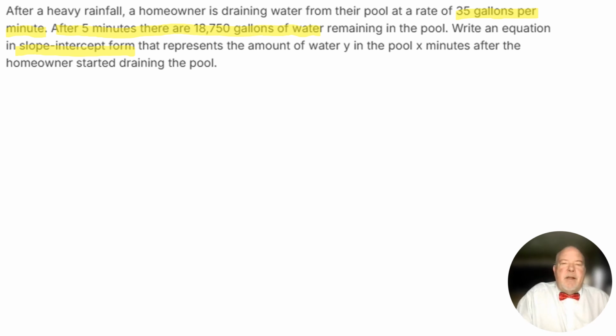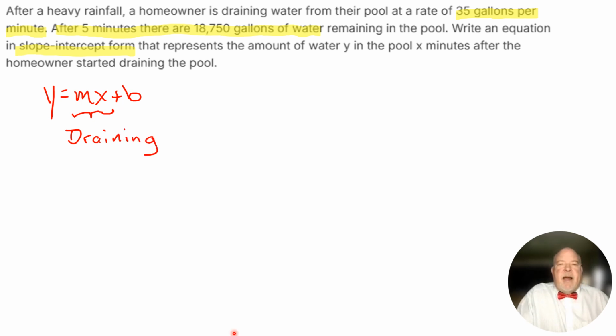So let's write down what slope-intercept form looks like. It looks like this: y equals mx plus b. And y in this case represents the amount of water in the pool x minutes after the homeowner started draining the pool. So the mx piece here has to do with draining the pool.